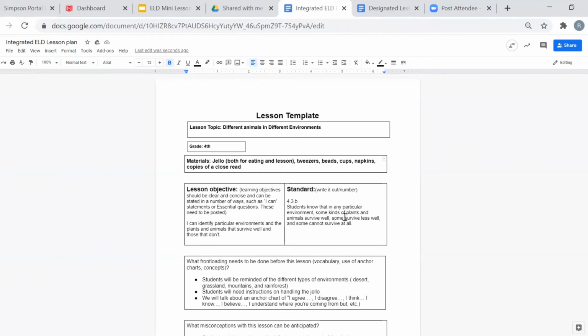So the lesson standard is fourth grade, third section, subset B, and it's students know that in particular environments, some kinds of plants and animals survive well, and some survive less well, and some cannot survive at all. My I can would be I can identify particular environments and plants and animals that survive well and those that don't.